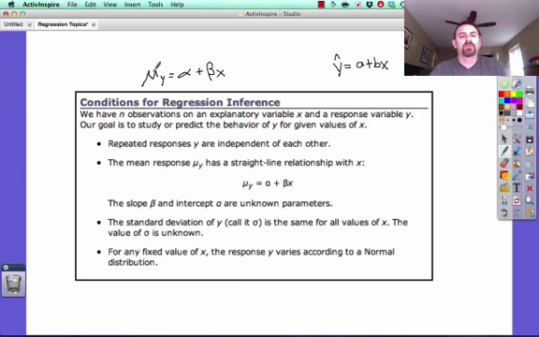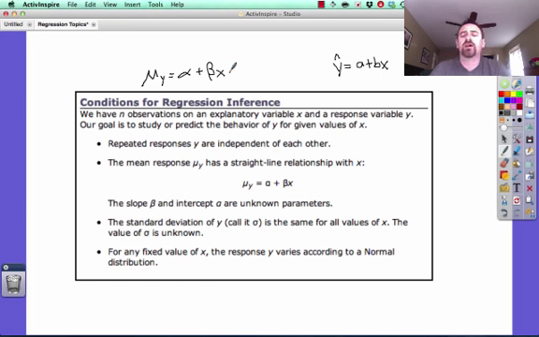Okay. All right. So mu sub y equals alpha plus beta x. That's the line that's going to fit the entire population. So a is going to approximate alpha, and b is going to approximate beta. And when I put them together, I'm going to get a line called mu sub y. That's the concept here.